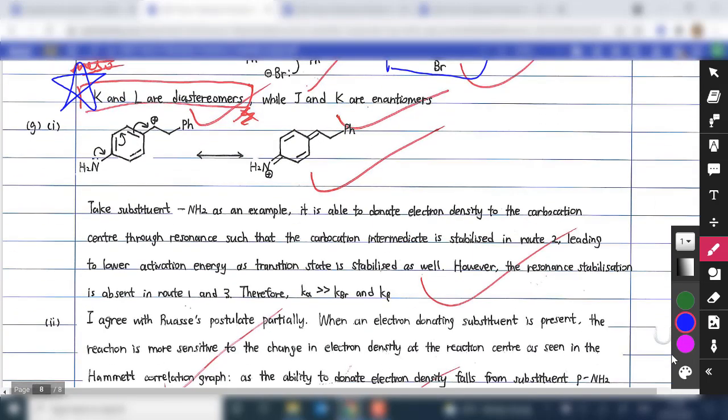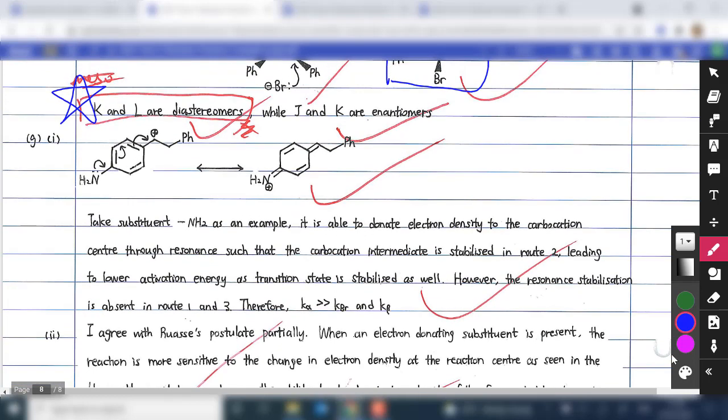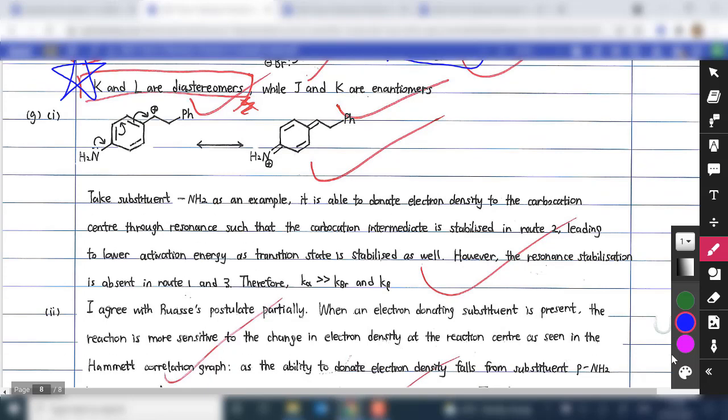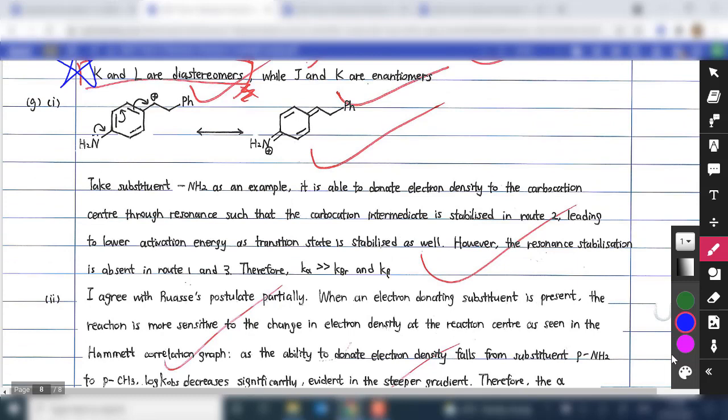So with that coming into the picture, a resonance structure was being drawn showing the delocalized structures. So you realize that there is a stable form because the lone pair of electrons, I can push the electron density all the way to the positive charge. And this actually helps to stabilize the carbocationic intermediate.